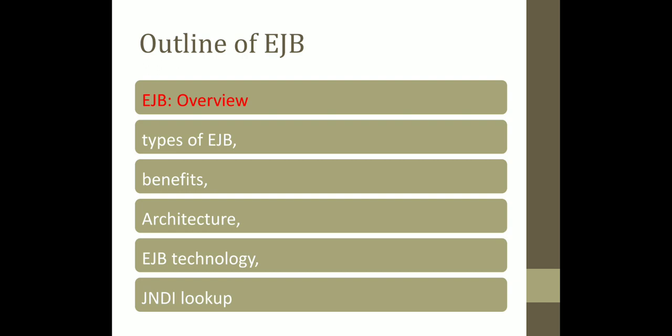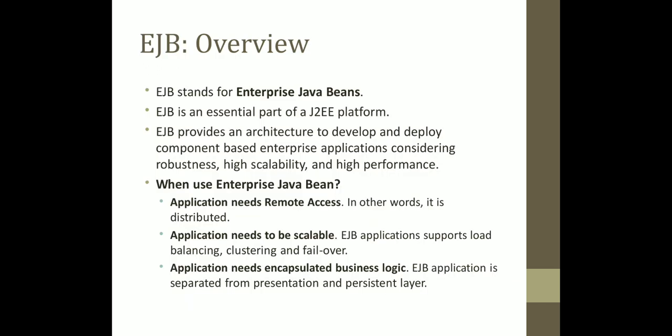So before moving to types, we will first see the overview. EJB stands for Enterprise Java Beans. It is a server-side component which runs on an application server, or we call it a container, developed for the purpose of distributed and enterprise level applications. This container will provide support for system level services like transaction management and security, which makes the developer's task easy and he can focus on the business logic.